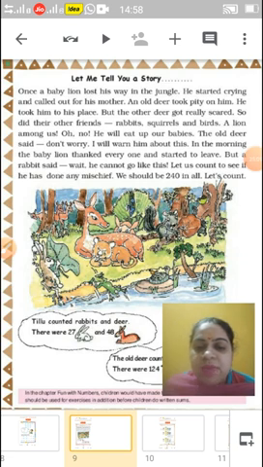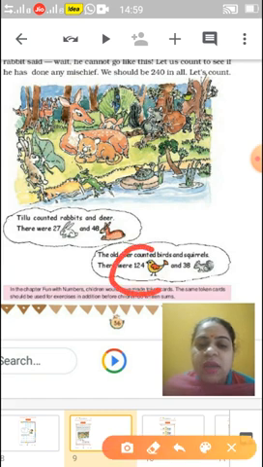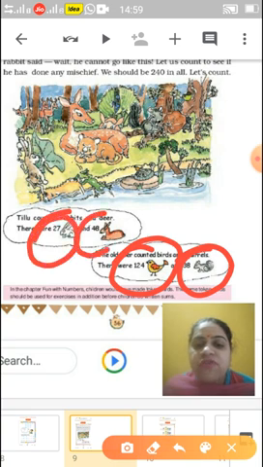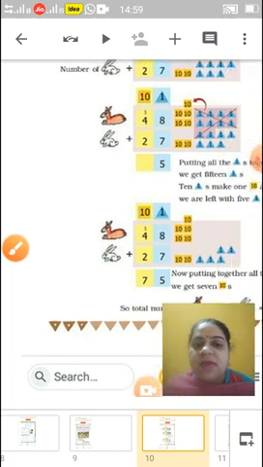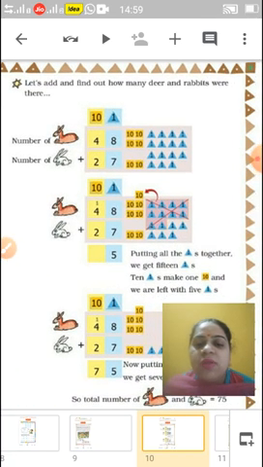Tillu counted rabbits and deer. There were 27 rabbits and 48 deer. Now next, the old deer counted birds and squirrels. Birds are 124 and squirrels are 38. Okay children, when they counted, what did they find? Now let's add them. They were adding and getting the answer.